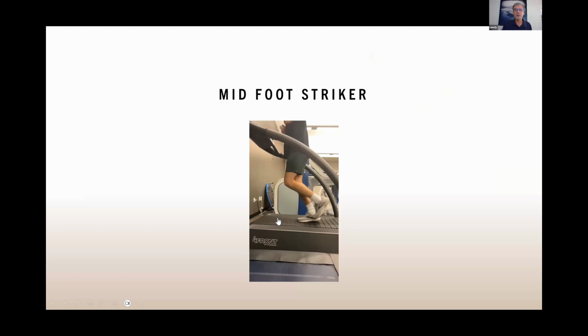A midfoot striker will actually be landing more midfoot. It'll look like he's going to be landing on his heel, but he actually paws back a little bit and he actually lands more midfoot. And with that, you're going to back this up a little bit, as he hits here, that's his contact here, you'll see that his knee is straighter than the forefoot runner and his hip is straighter as well. And his ankle is in more of a neutral position than it was for the other runner.